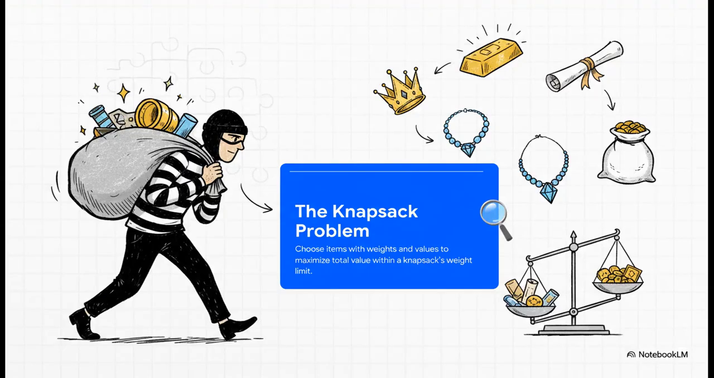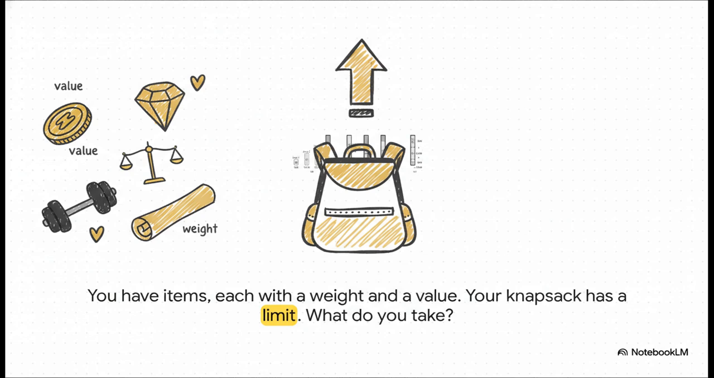Okay, picture this, a thief with a knapsack. The store is filled with all sorts of treasures. Each one has a certain weight, and each one has a certain value. The problem is, the knapsack can only hold so much. So the thief's puzzle is, which combination of items gets them the most value without ripping the bag? So really, we're juggling three things. A bunch of items, each with its own value and weight, a container with a hard limit, and a goal to squeeze out the maximum possible value. It's a puzzle about making the best of what you've got.